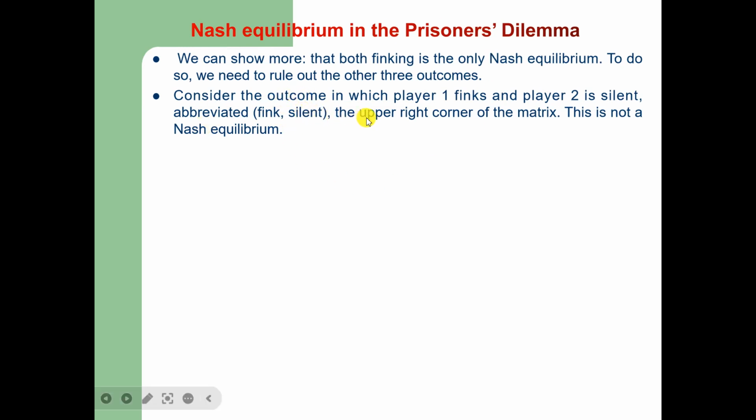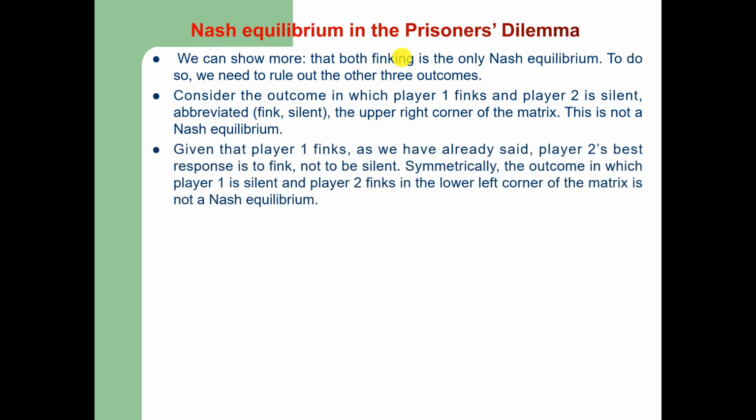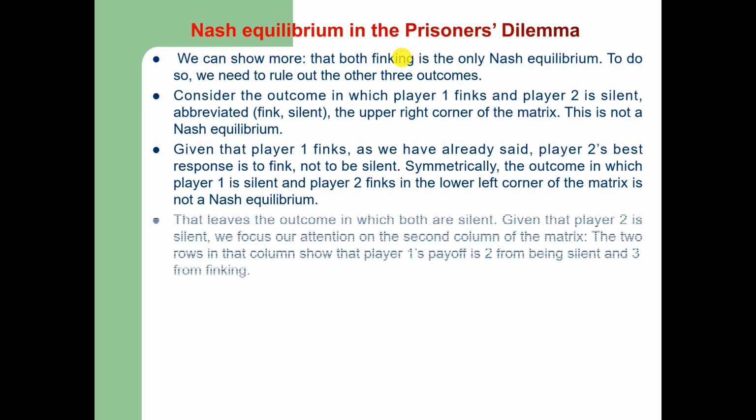So we are in the upper right corner of the matrix in the previous payoff matrix. This is not a Nash equilibrium. Why? Because given that player 1 thinks, as we have already said, player 2's best response will also be to think, not to be silent. And symmetrically, the outcome in which player 1 is silent and player 2 thinks, in the lower left corner of the matrix, is not a Nash equilibrium.